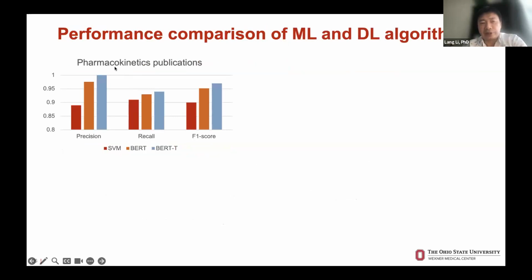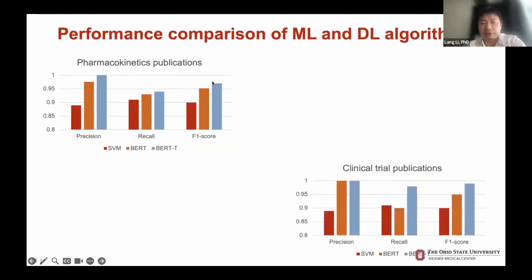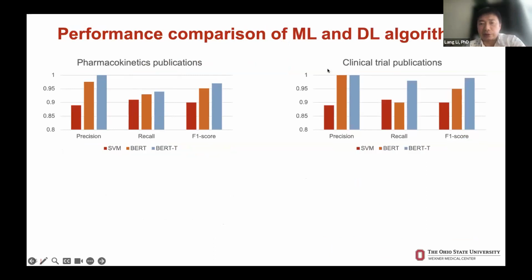So we did a classification of PK publication versus none, and the performance, you can see on the y-axis, the precision can go all the way to 100%, the recall can get close to 95%, and the F1 score is probably 97%. For clinical trials, again, the precision reached 100%, and the recall reached about 97%. F1 score is pretty high as well.